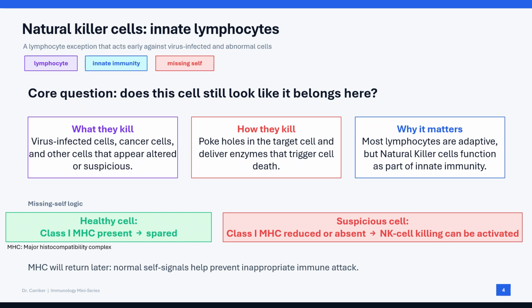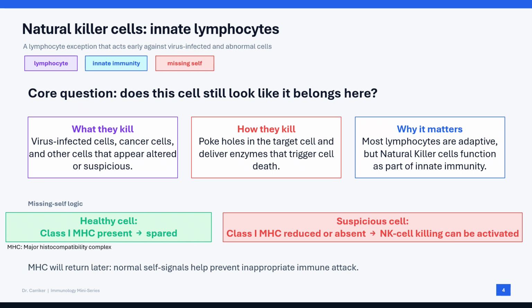Now, if a cell stops presenting that sign saying, hey, I belong here, if a cell stops producing that sign, the immune system interprets that as, this is a little suspicious. You might be infected or altered or not behaving properly. And we're going to return to MHC shortly, but this slide sets up the logic that helps us make more sense of this later.